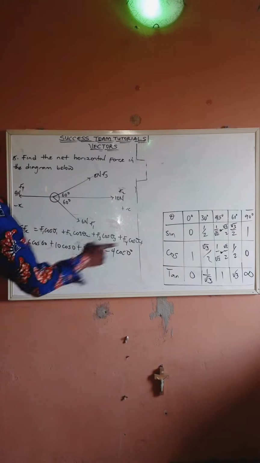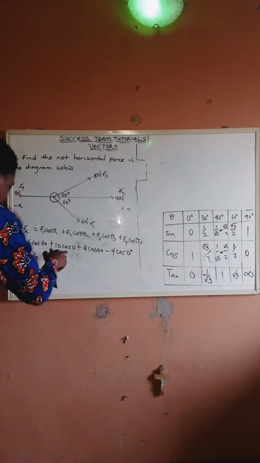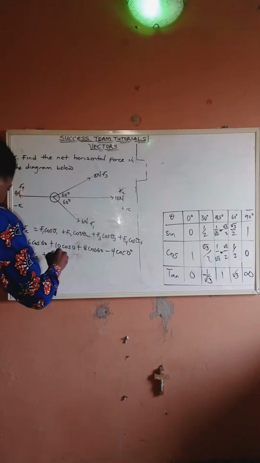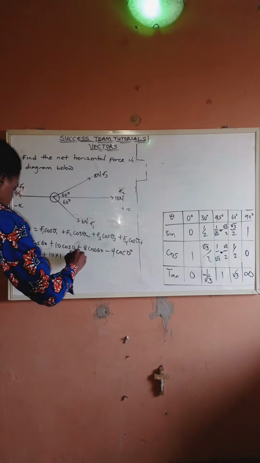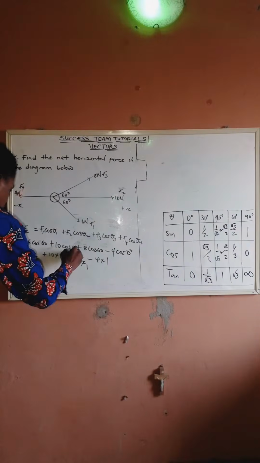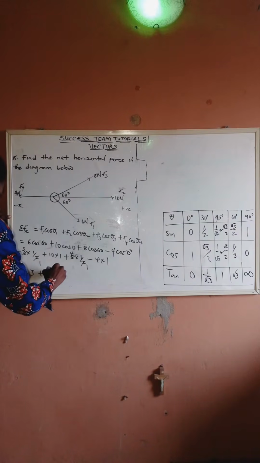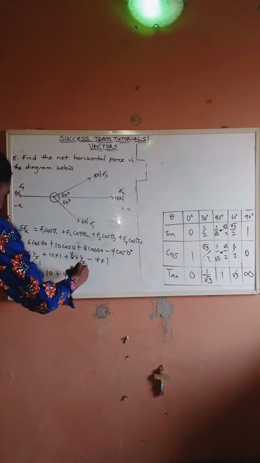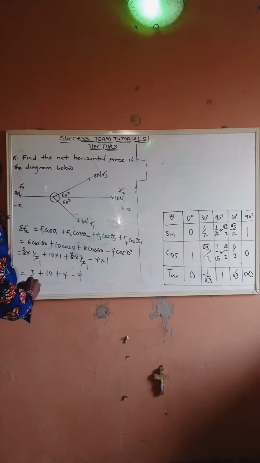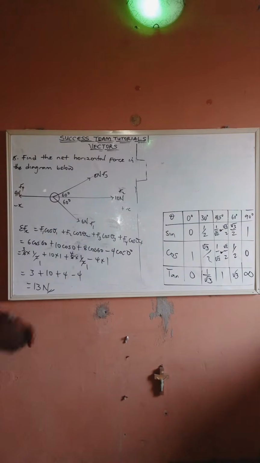So cos 60 is 1 over 2. You can check it there. That will be 6 times 1 over 2 plus 10 times cos 0, which is 1, you can check it, plus 8 times 1 over 2 minus 4 times 1. Half of 8 is 4, half of 6 is 3. So I'm going to have 3 plus 10 plus 4 minus 4. So 4 minus 4 is 0. So my answer here is 13 Newton. I hope this is clear.